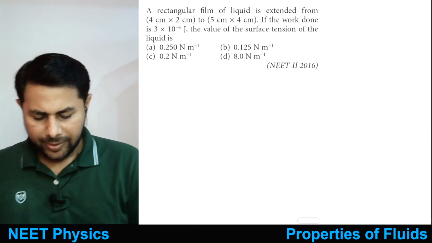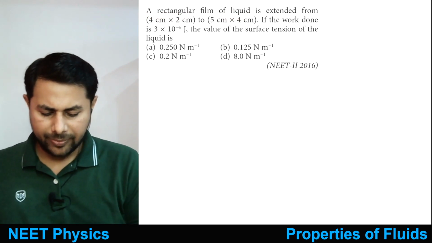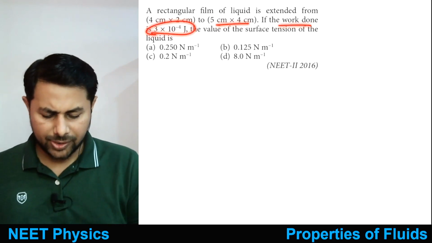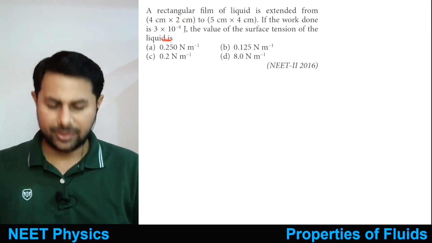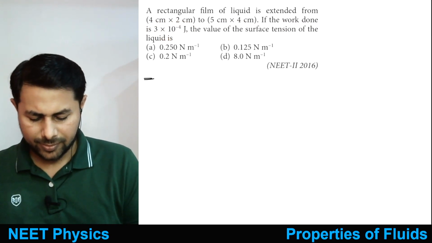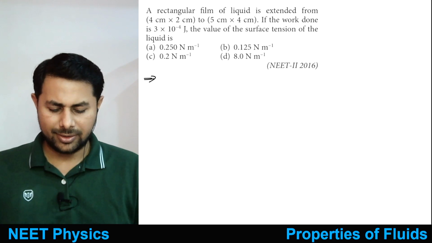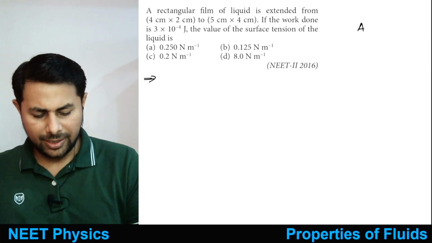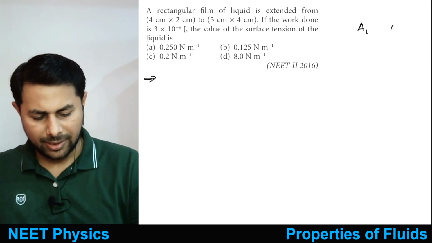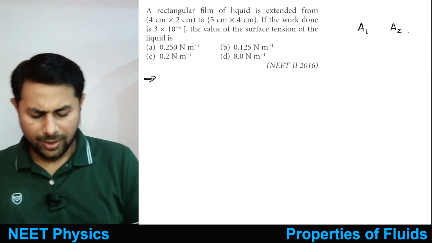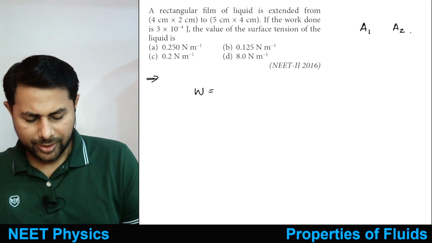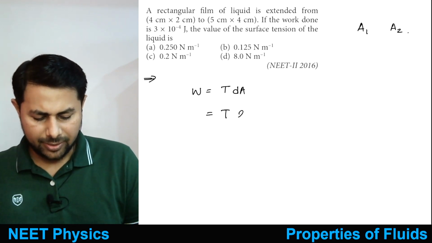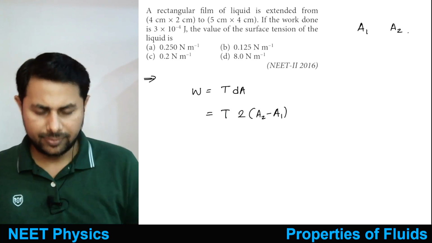Alright, let's see next one. A rectangular film of liquid is extended from this area to this area. If the work done is equal to this much, the value of surface tension of the liquid is, tell me. Again, this is very simple, right? So let's say initial area is A1, final area is A2. Therefore, work done is equal to T multiplied by dA, that is T multiplied by 2 times A2 minus A1.